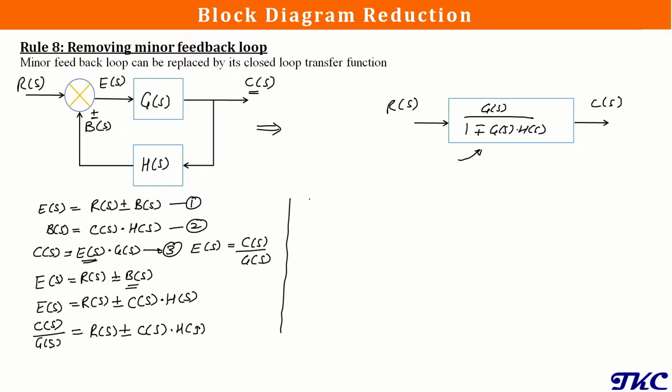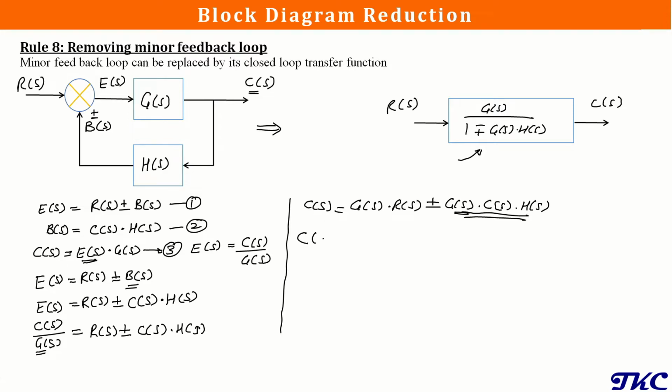Now let's solve it further. So C of S we can write by multiplying this G of S on the right-hand side, so we will be having G of S into R of S plus minus G of S into C of S into H of S. So next what we can do, we can transfer this entire part towards the left side with C of S.